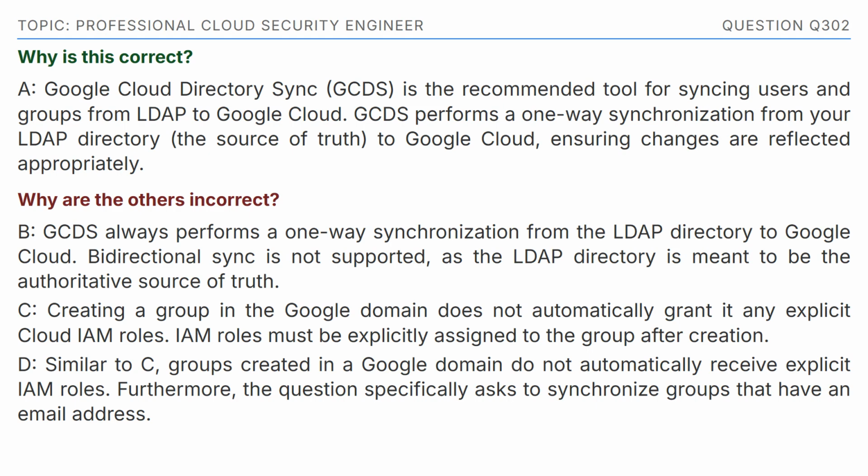B. GCDS always performs a one-way synchronization from the LDAP directory to Google Cloud. Bidirectional sync is not supported, as the LDAP directory is meant to be the authoritative source of truth. C. Creating a group in the Google domain does not automatically grant it any explicit Cloud IAM roles. IAM roles must be explicitly assigned to the group after creation. D. Similar to C, groups created in a Google domain do not automatically receive explicit IAM roles. Furthermore, the question specifically asks to synchronize groups that have an email address.